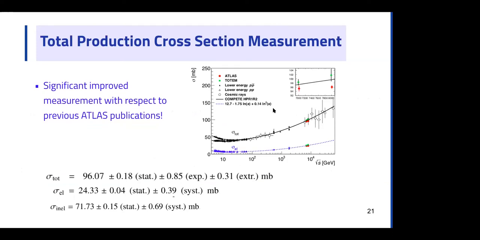So we see here the results, and it's better to look at the plot as a function of the square root of s. We see here measurements done by other experiments. The ATLAS ones are in red, TOTEM is shown in green. Okay, we are close to in agreement in both cases, and this is the elastic cross-section. With this, we can also calculate the inelastic cross-section as a difference between these two, okay?